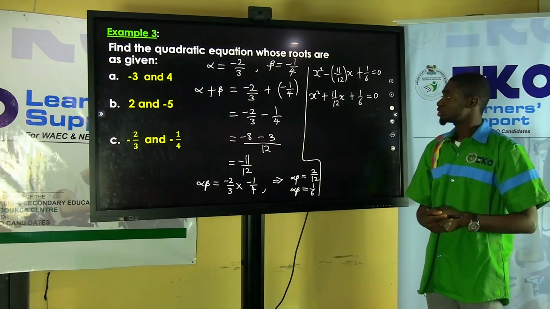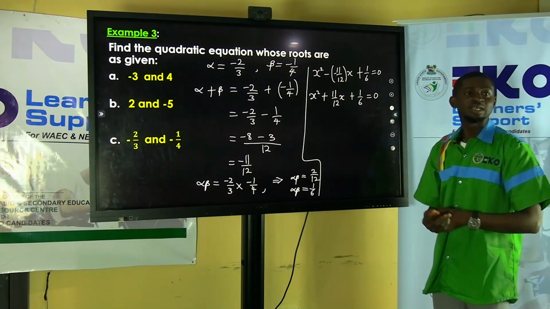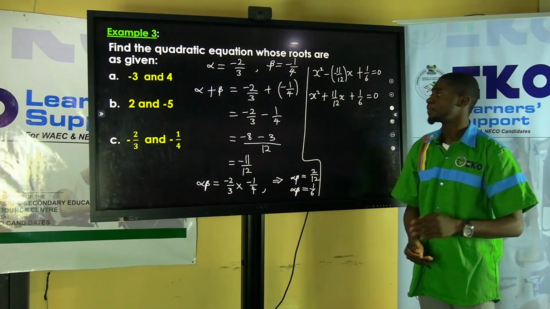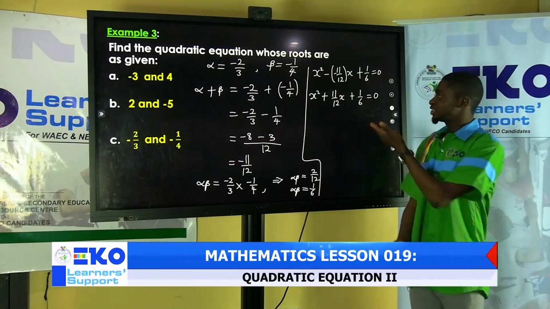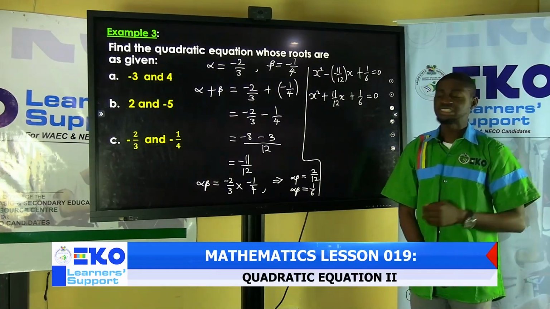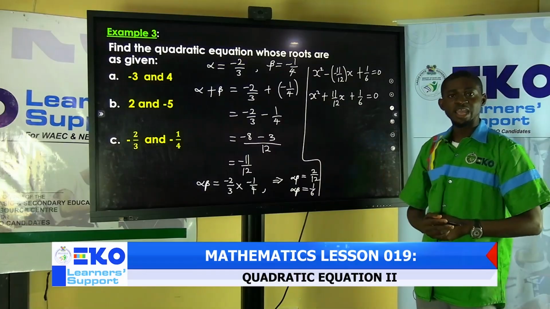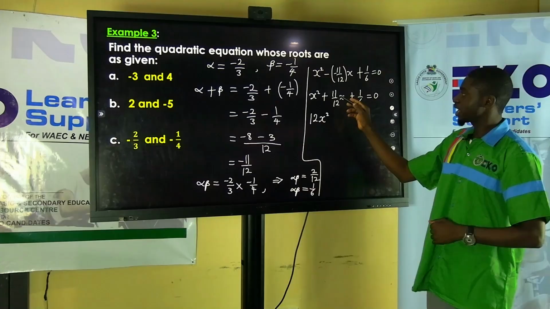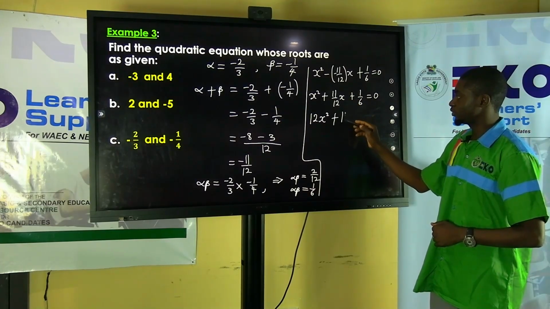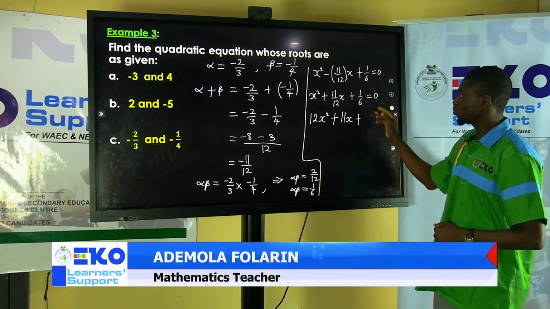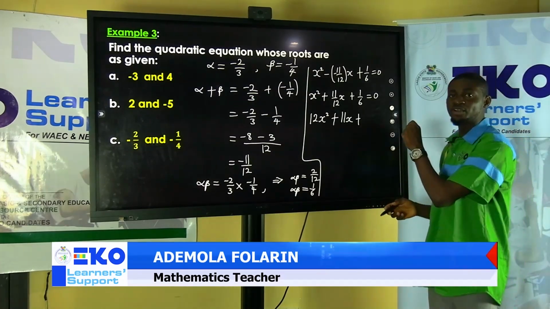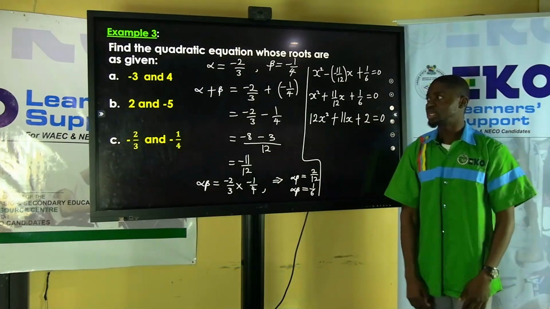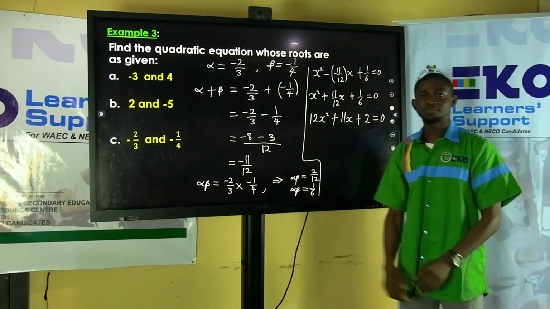So look at the denominators. It's 12, 6. What is the LCM of 12 and 6? The LCM will be 12. Now, let's multiply the LCM of 12 and 6 through by all the terms. It becomes 12 multiplied by x squared, that's 12x squared. When we multiply 12 by this, we have 11x plus, when you multiply 12 by this, that's 12 times 1, 12 divided by 6, that will be 2, equals 0. Now we have the quadratic equation whose root is this.